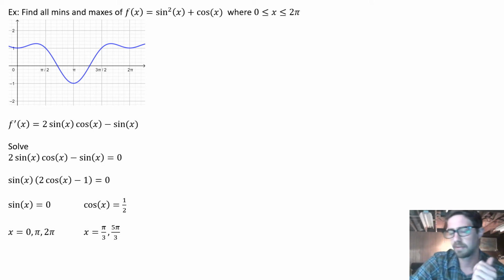sine of x is 0 at any multiple of pi. So 0, pi, 2 pi. And then maybe have a unit circle handy. I don't expect you to memorize all that stuff on there, but cosine of x is 1/2 at pi over 3, and also down in the fourth quadrant at 5 pi over 3. So if you had to do that on a test or something, I would give you a unit circle.